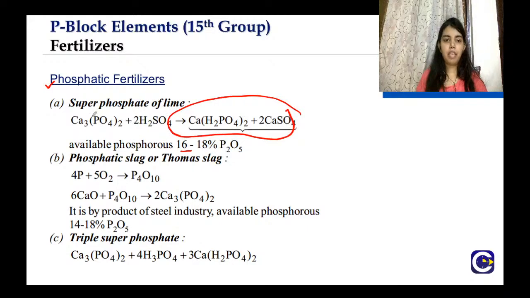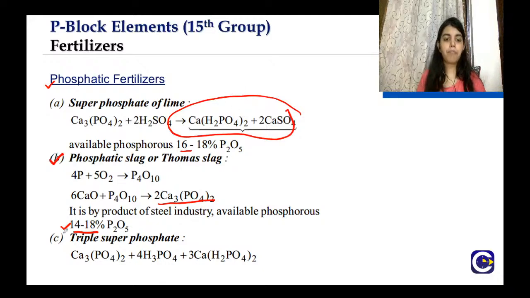Superphosphate of lime: calcium phosphate plus H2SO4 gives superphosphate of lime, and the available phosphorus is 16 to 18%. Next is phosphatic slag or Thomas slag. When you treat phosphorus with oxygen, you get P4O10, which on reaction with calcium oxide gives calcium phosphate. It is the byproduct of the steel industry, and the available phosphorus is 14 to 18%. Again, you need not remember the reactions, you can remember the chemical formulas.